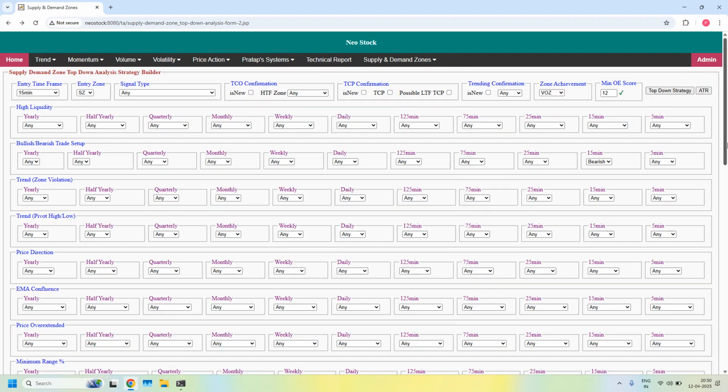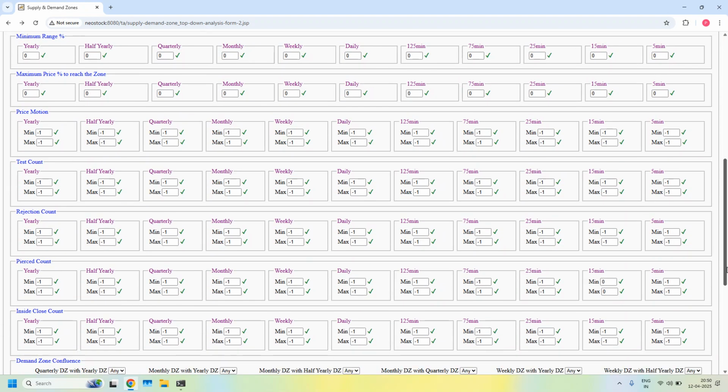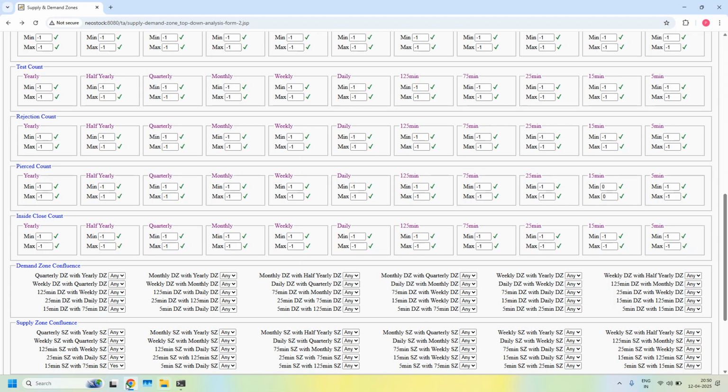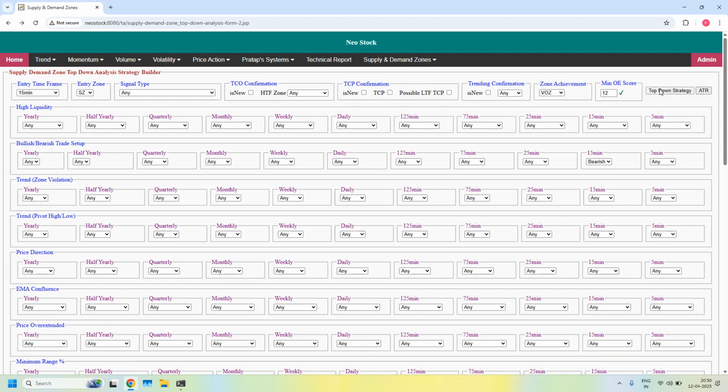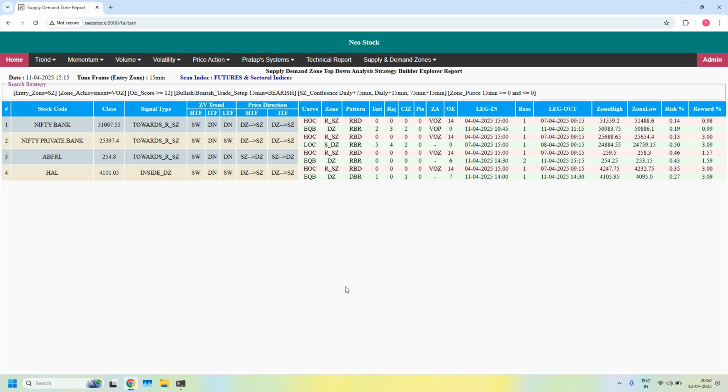Remove EMA filter. In the supply zone confluence, we have to set 3 filters. First filter is already enabled. Next filter, 15 minute supply zone with daily supply zone confluence. And then 75 minute supply zone with daily supply zone confluence. With all the 3 filters, LTF, ITF, HTF, supply zone confluence, we got 4 stocks.